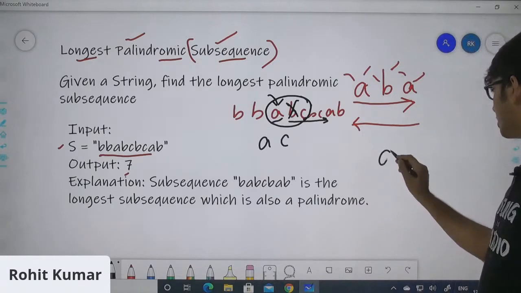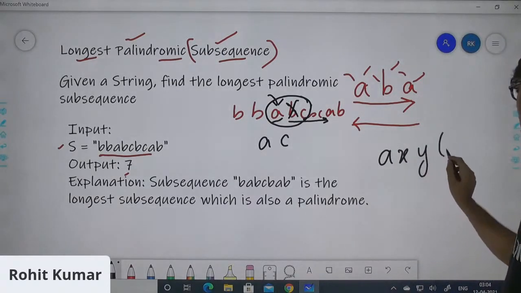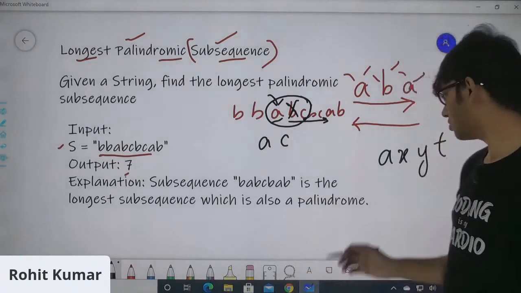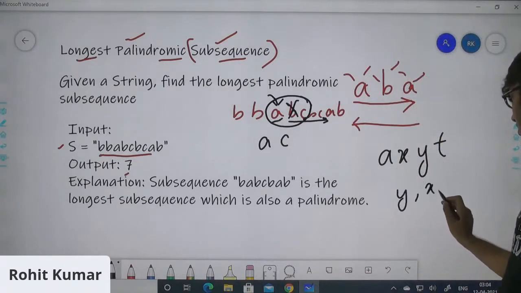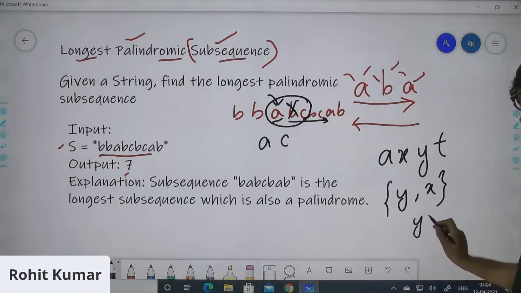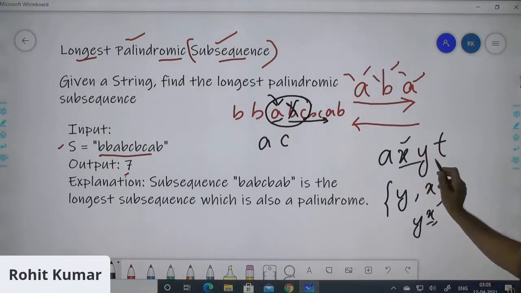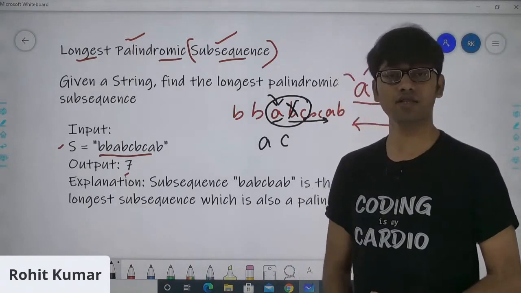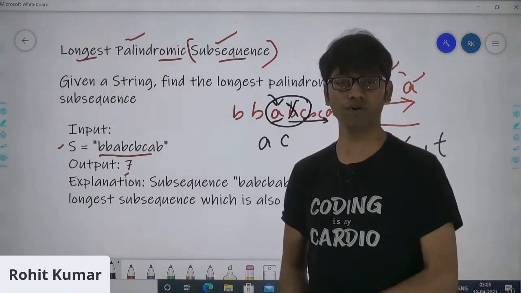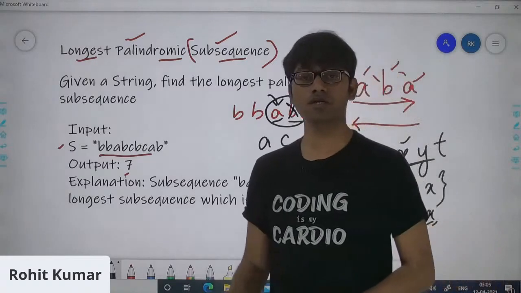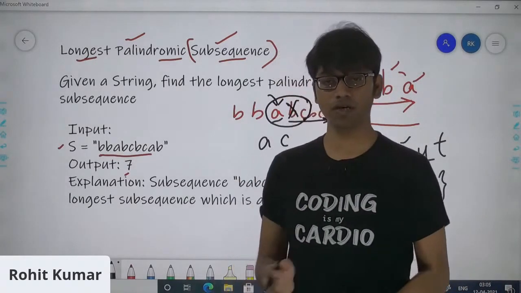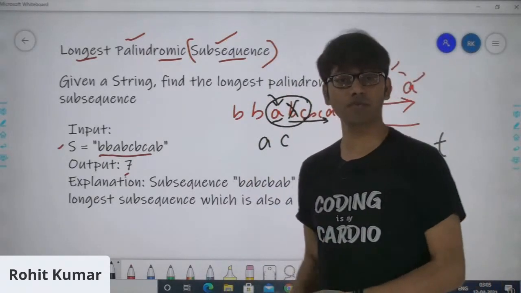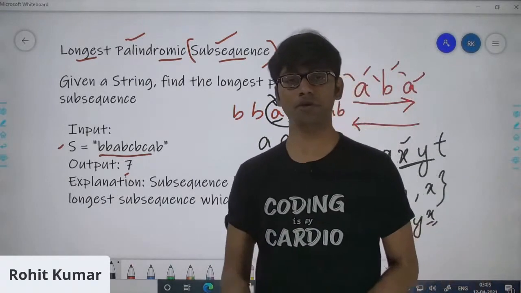Now let me take one more example. Let's take AXYT. Over here, I will show you the difference between a subsequence and a subset. Your subset could be YX. But YX can never be a subsequence because X comes before Y in my original string. So we have two conditions: first, whether we take that particular character or remove it, and the next one is that ordering should be maintained. You cannot rearrange the letters after taking or removing them. I hope the concept of subsequence is clear to you. If you have any doubts, you can let me know in the comment section.